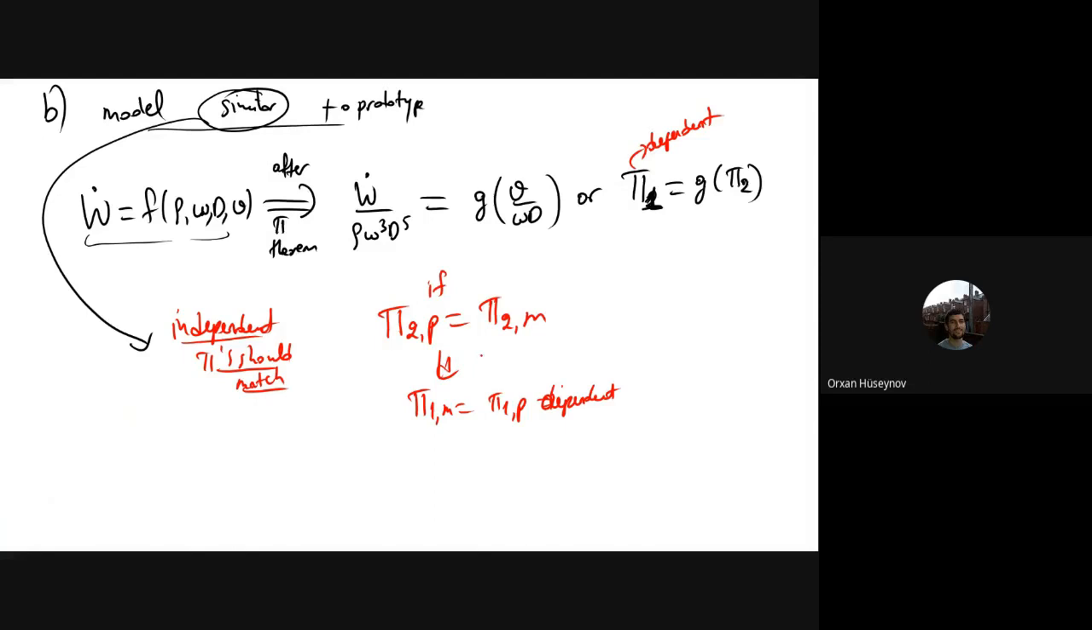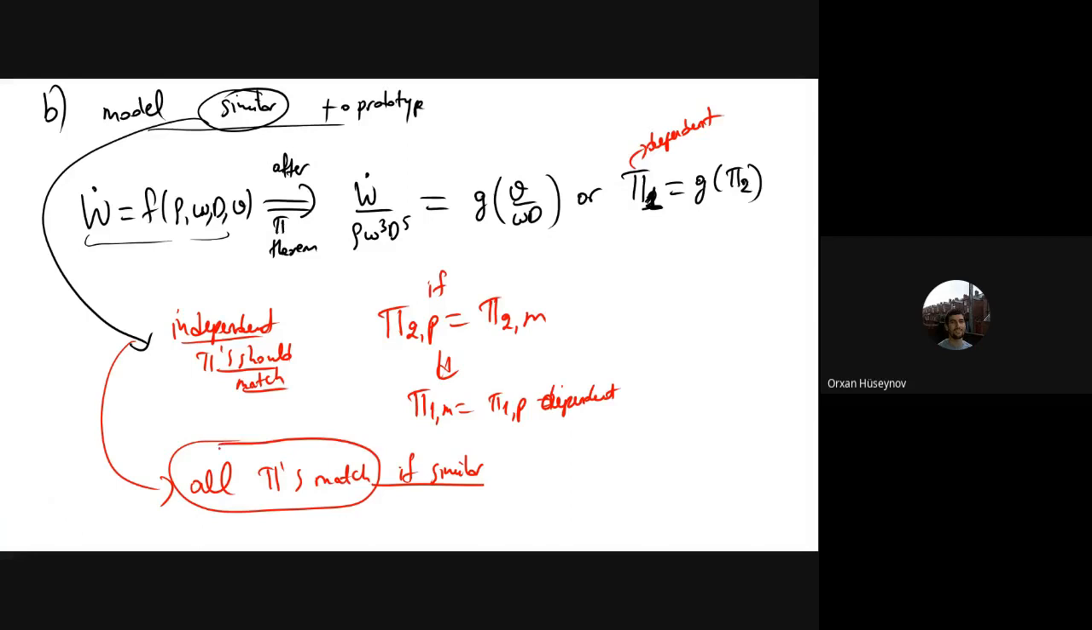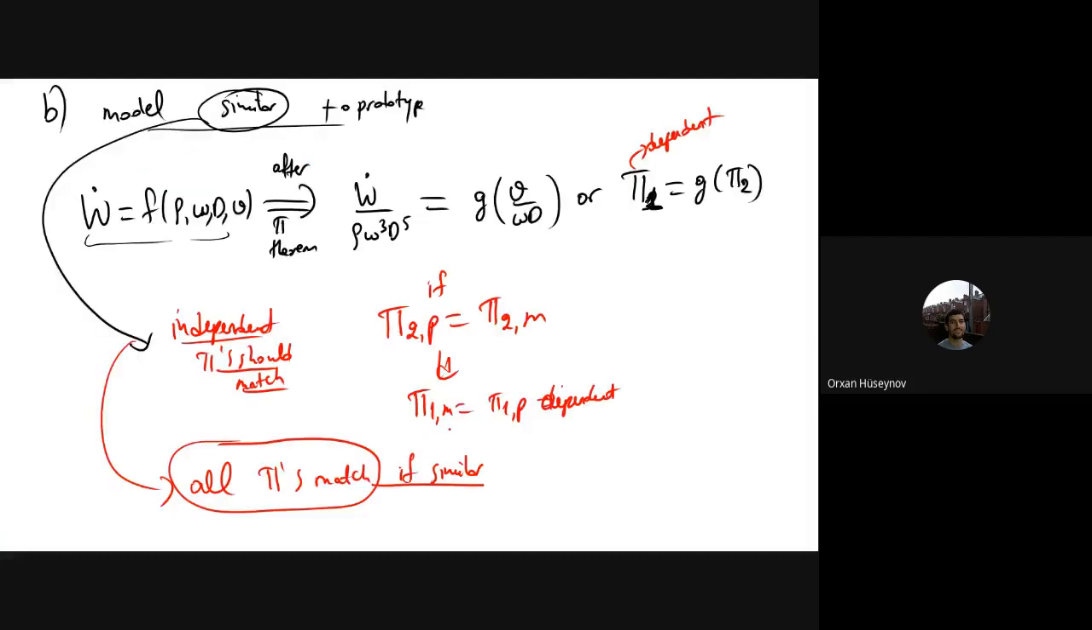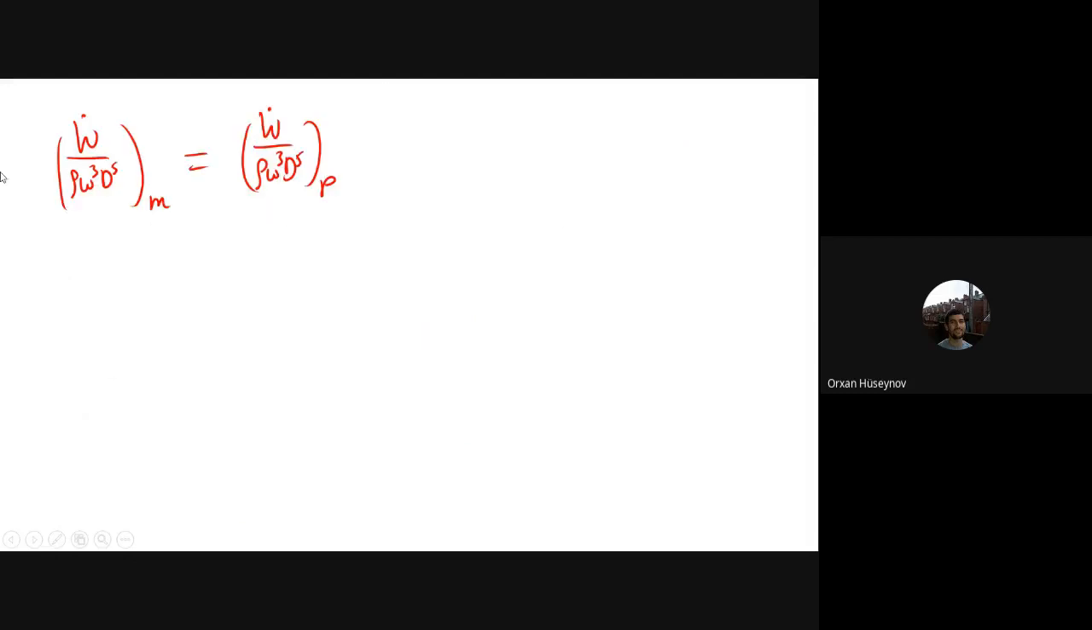For our case, the model and the prototype are similar, and therefore all pi's match. Now let's do that part. Since all pi's match, we can write that work dot divided by rho omega cubed d to the power of 5 for the model should be the same as work dot divided by rho omega cubed d to the power of 5 for the prototype. If the independent pi's match for similarity, the dependent also matches because it's a function of the independent pi. Therefore, all pi's match, so this one is equal to that one.